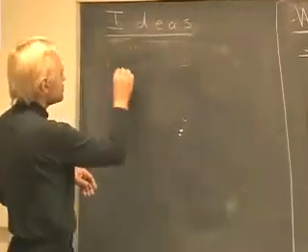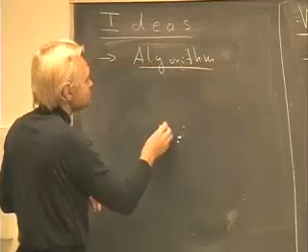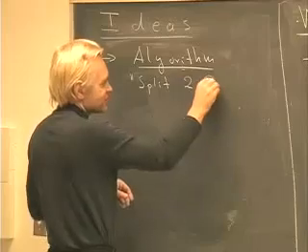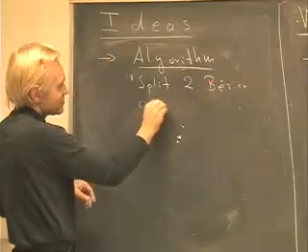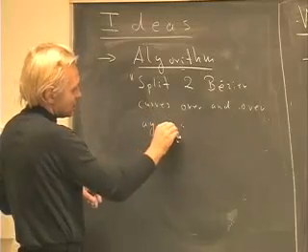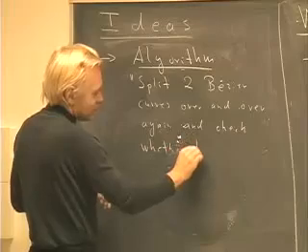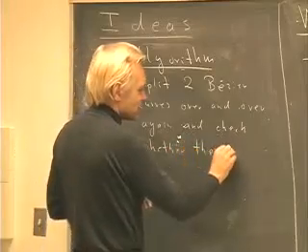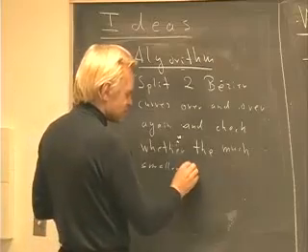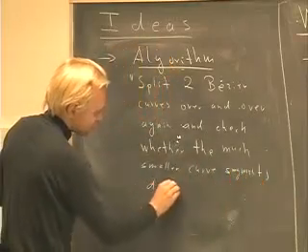So therefore, the algorithm: split two Bezier curves over and over again, and check whether the much smaller curve segments do intersect or not.